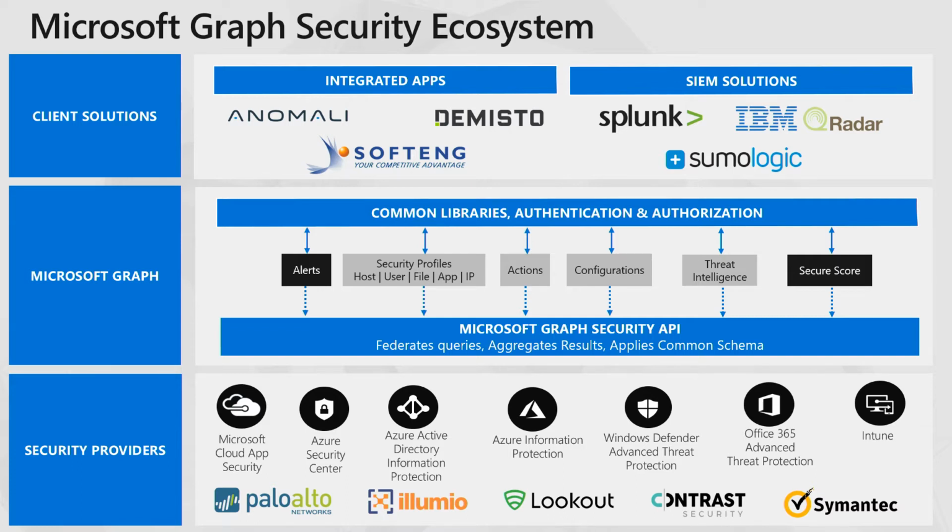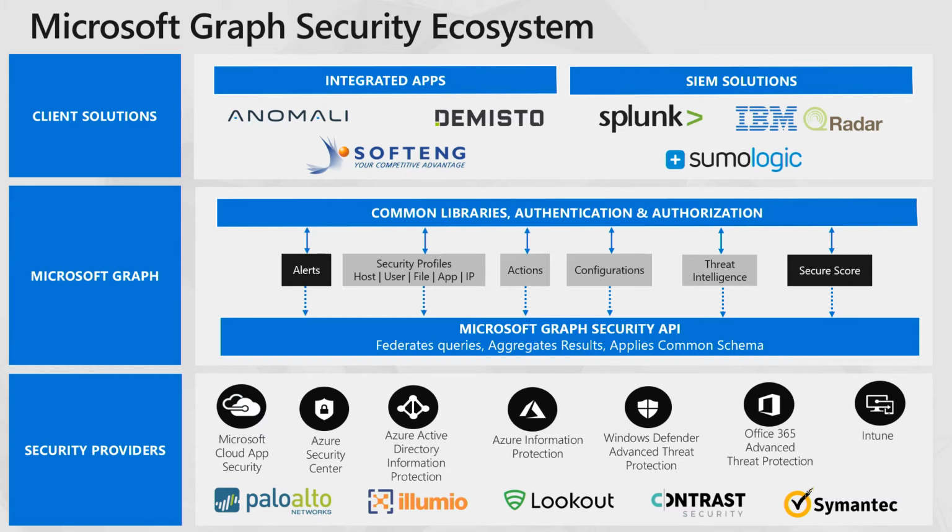If they send out a signal to the Microsoft Graph, that request would go through the Graph Security API, and it will be federated to all the providers in the system. There are different providers, like Azure Information Protection, Illumio, Symantec, and all these providers are there as part of the system. The alert data from them would be returned back and then sent to the client application.